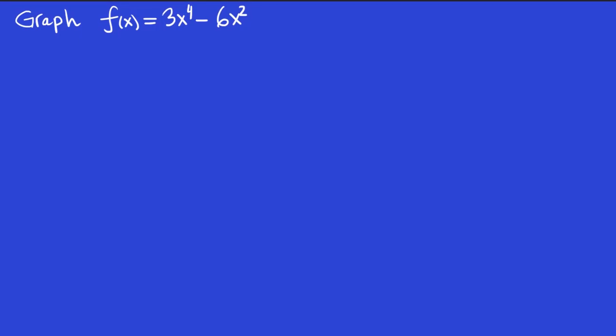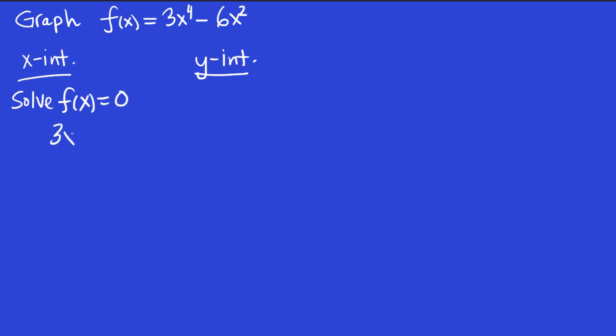Alright, our goal in this video is to graph this function. Let's start off by finding the x and y intercepts, okay? Well, to solve for the x-intercept, you want to solve the equation f of x equals 0, which is the same thing as 3x to the 4 minus 6x squared equals 0.